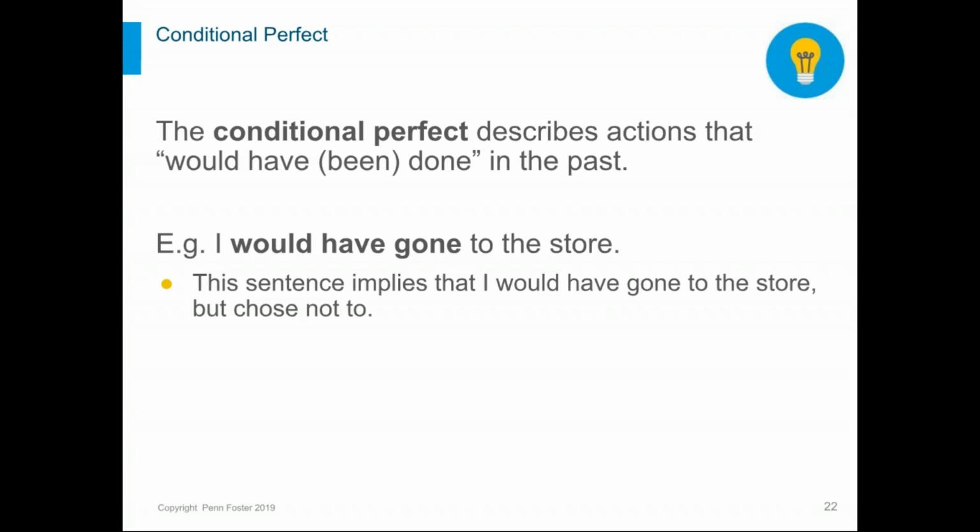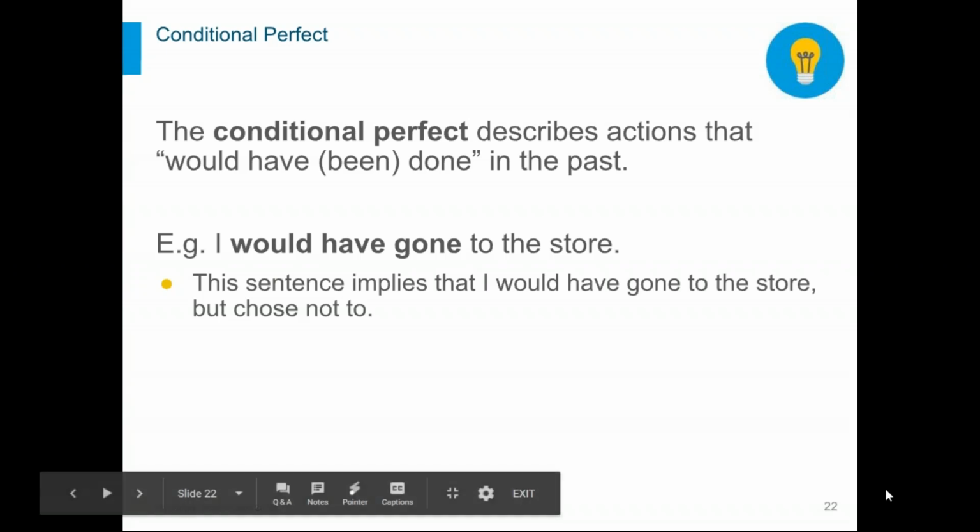And I would have bought that shirt if I had enough money. You didn't do it, you would have, but it did not occur. So as long as you see the combination of would and have, you know that you have a verb requiring a conditional perfect conjugation.